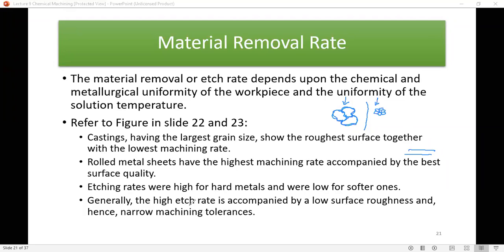So usually, if you have a high etching rate, or material removal rate, then you're going to have a low surface roughness. Yeah? So this will narrow the machining tolerance. Okay? Any questions?